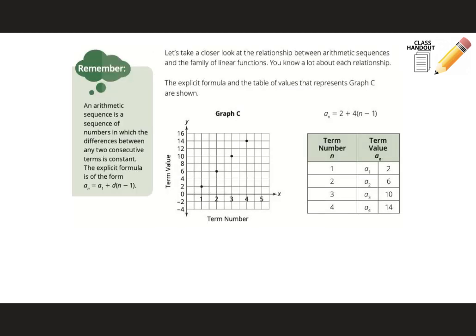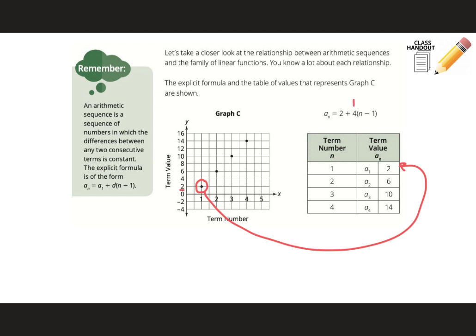All right, so it says let's take a closer look at the relationship between arithmetic sequences and the family of linear functions. We know a lot about each relationship. So here it gives us the explicit formula and the table of values that represent this particular graph. So let's just make sure, we've already established that this equation matches this graph, but let's just make sure this table matches as well. So as we can see that this is my starting point. So at term 1, my term value is 2. So that's this first column or this first row here.